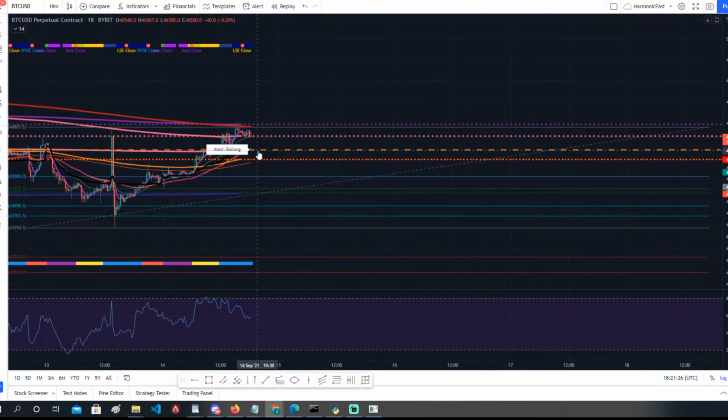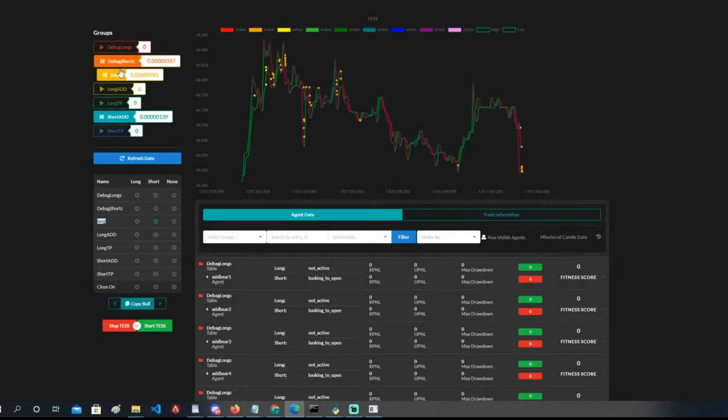So as soon as price drops to the VWAP here, this alert will go off, which will set off the table in our bot. We have to double check that the bot is not already running. In this scenario, it's already running, so what I have to do is stop it, because otherwise nothing will start. So I'll stop the bot.